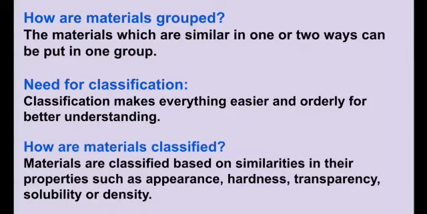So why do we need to classify the things, or need for classification? Classification makes everything easier and orderly for better understanding. How are material classified? Material are classified based on similarities in their properties such as appearance, hardness, transparency, solubility or density. Okay.